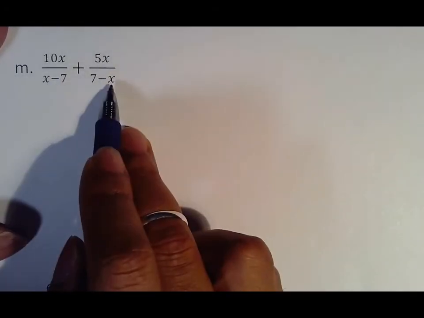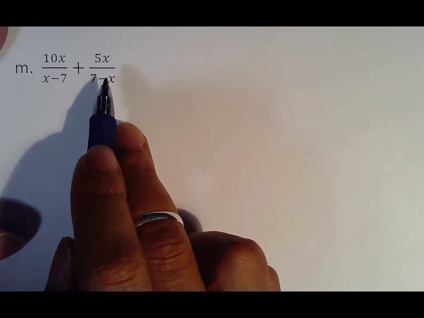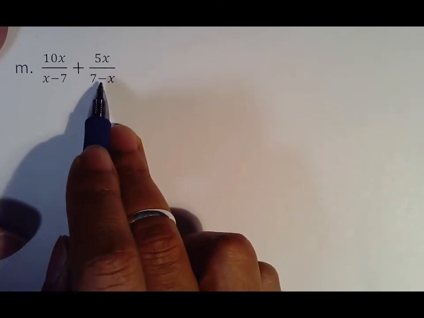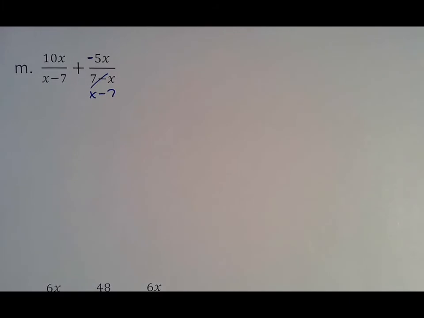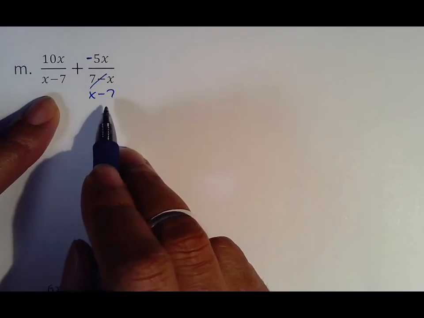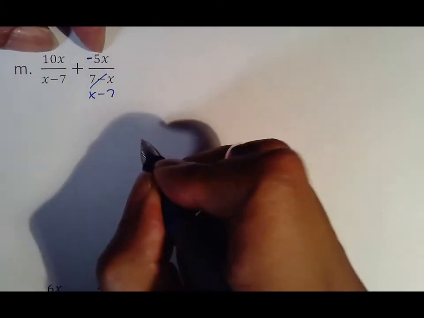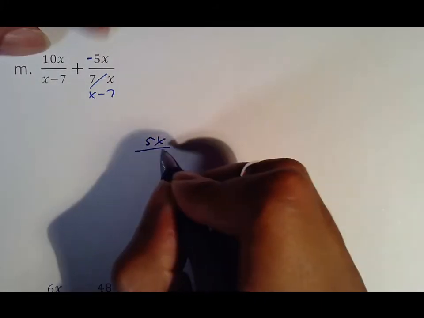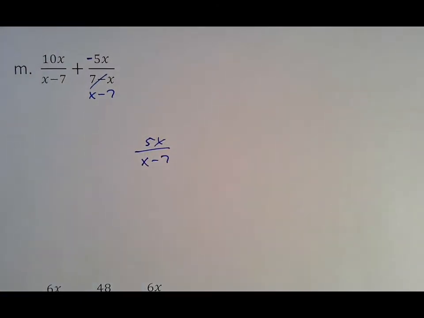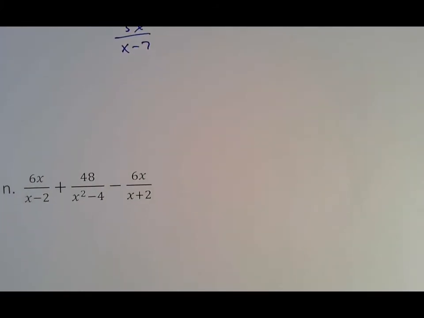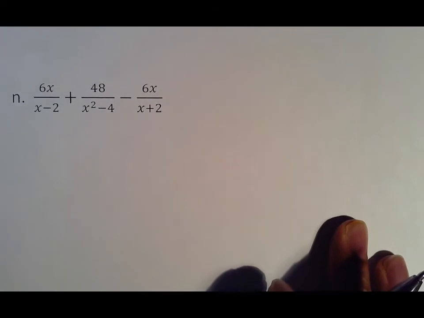X minus 7, 7 minus x would be very, very close if this was flipped. But the only way I can flip it is if I make this x minus 7 and make this 5 negative. Remember, the only way I can flip it is if I put a negative into the mix of that problem. But now that these are both x minus 7s, I can now do 10x minus 5x, which is 5x over the common denominator of x minus 7. So these are all things you have to be ready for. Again, if you have to watch the video, watch the video. But the key thing is make sure you pay attention to what's going on.